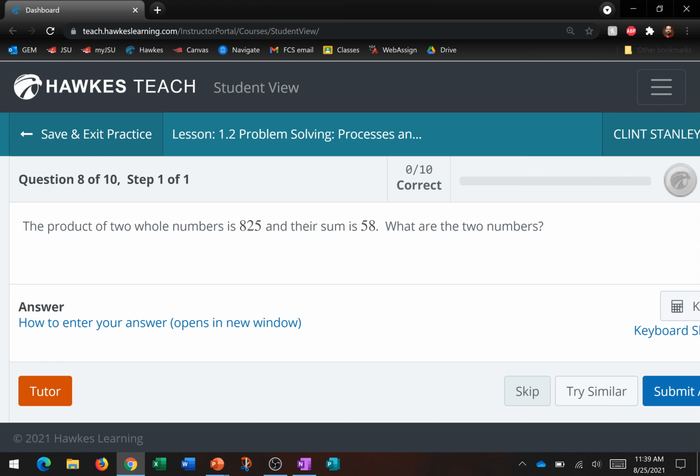So this one says the product of two whole numbers, that just means no fractions, no negative numbers, is 825, and their sum is 58. What are the two numbers? This is one that's really tempting, especially if you've been taking algebra as your last couple of math classes. Really tempting to sit down and try to find the formula.